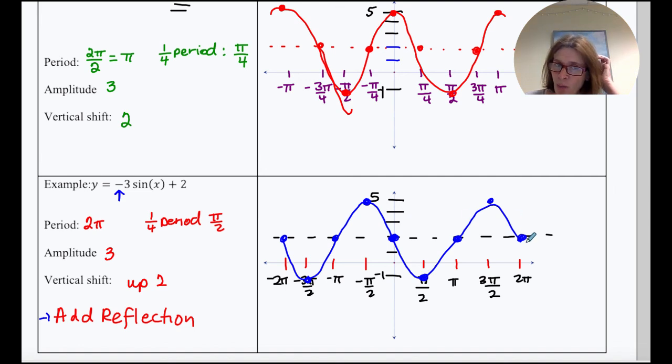All right, so hopefully that was helpful. You're going to be now watching the video on moving things left, right.